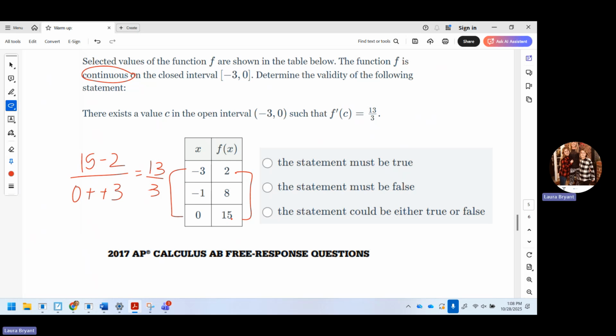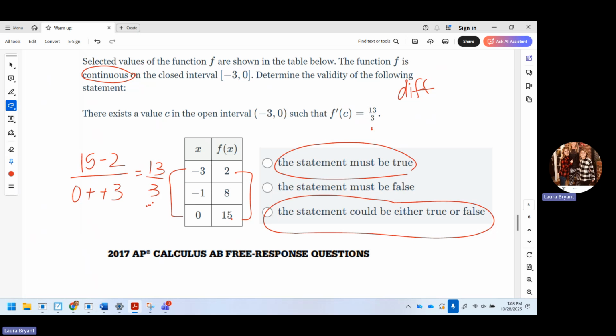And the only way for it always to be guaranteed true, that your average rate of change will equal your derivative in one place, is if you also had the word differentiable. But it doesn't have the word differentiable. So it's a nice coincidence that we did get the same slope. But I can't guarantee that that slope occurs. So this is could be either. If they added the word differentiable in the directions, it would be true. If they gave you a slope that didn't occur, it would be false.